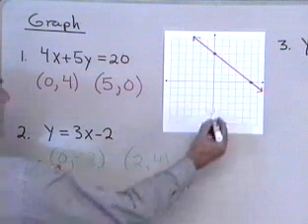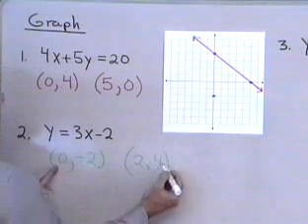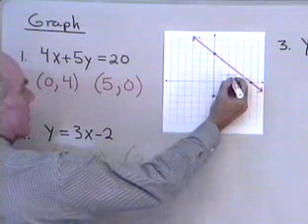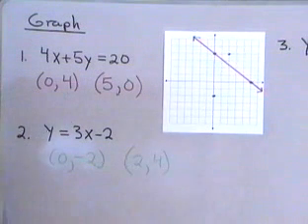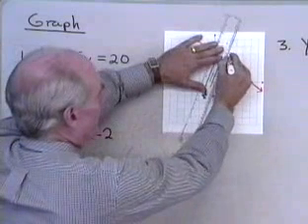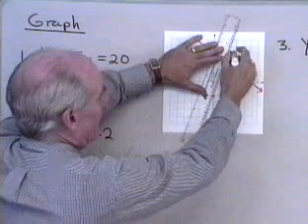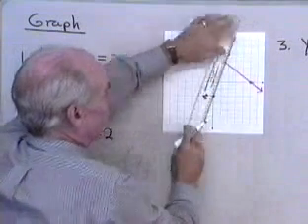When x is 0, y is negative 2. And when x is 2, y is 4. So when x is 2, y is 1, 2, 3, 4. So that point is on the graph also. Now, what I'm going to do is connect these 2 points with a straight line. And when I do that, I'm going to have the graph of y equals 3x minus 2.